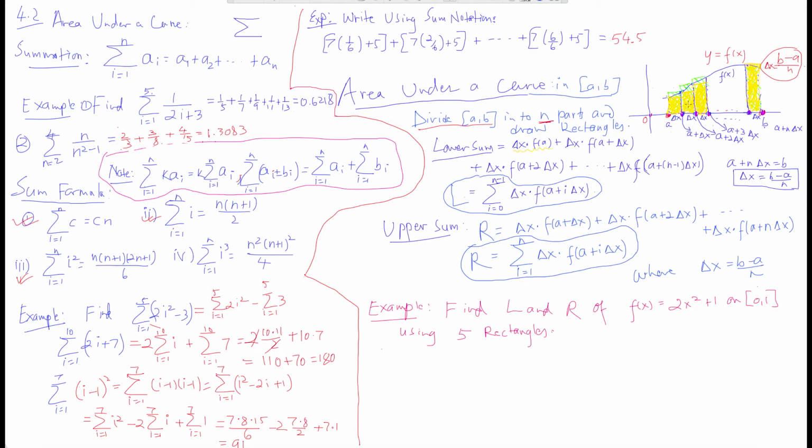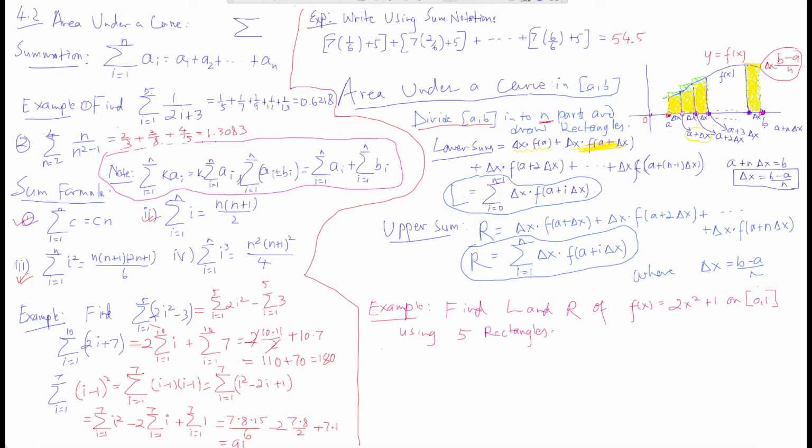Similarly, for the second rectangle, what is the value of this point? This length was a, and this is delta x. So this is a plus delta x. You see that? And what is the height? The height is f(a plus delta x). So what is the area of this rectangle? It is delta x times f(a plus delta x). That's what you get, right? Similarly, what is the area of this rectangle, taking the left side as the height? So this point is a plus 2 delta x, because a plus delta x plus delta x.